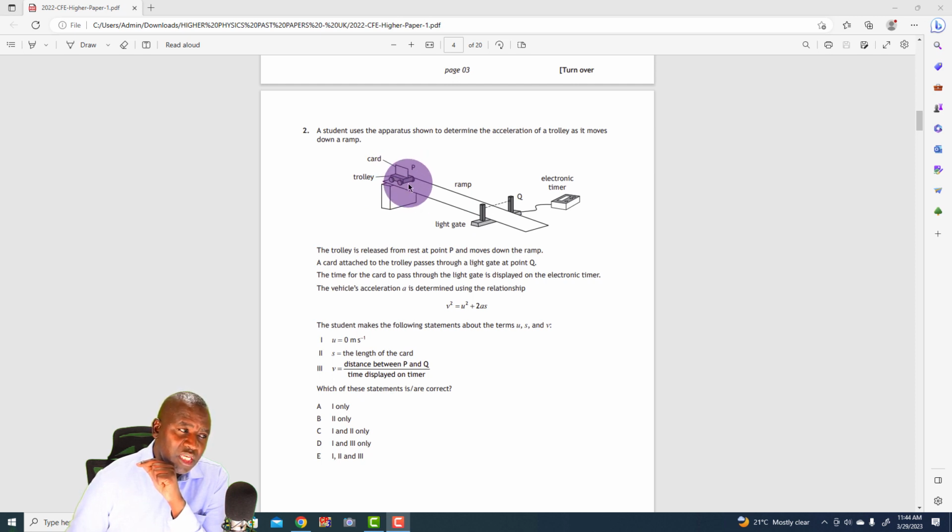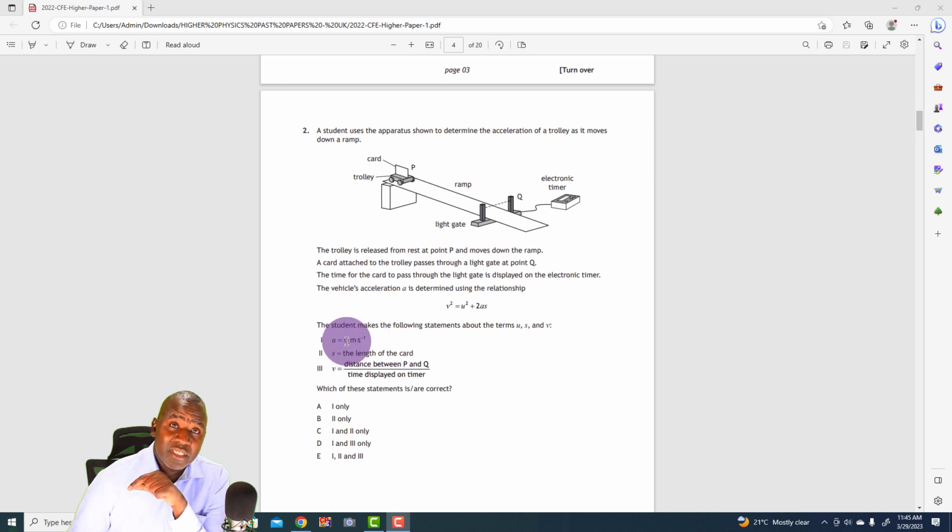So although the velocity here is 0, it starts from rest, by the time it touches this card, it just touches this dotted line. That is where we get our u. When it just leaves that line after traveling a distance equal to the length of the card, that is the time we get v. So when they tell us that the vehicle's acceleration is determined using the relationship v squared equals u squared plus 2as, the student makes the following statements about the terms u, s, and v, and says that u is 0, and then s is the length of the card. This is correct. s is the length of the card.